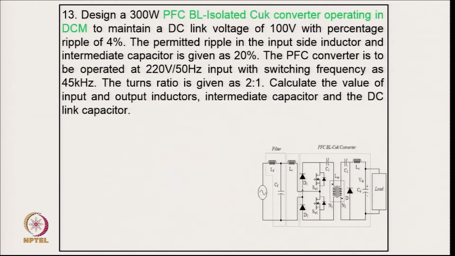Now, coming to the 13th example: design a 300 watt power factor corrected bridgeless isolated Cuk converter operating in discontinuous mode to maintain the DC link voltage of 100 volt with a percentage ripple of 4%. The permitted ripple in the input inductor and intermediate capacitor is 20%. The power factor corrected converter is operating with a supply of 220 volt, 50 hertz, and the switching frequency is taken as 45 kilohertz. The turns ratio is given as 2 to 1. Calculate the value of input and output inductor, intermediate capacitor and DC link capacitor.